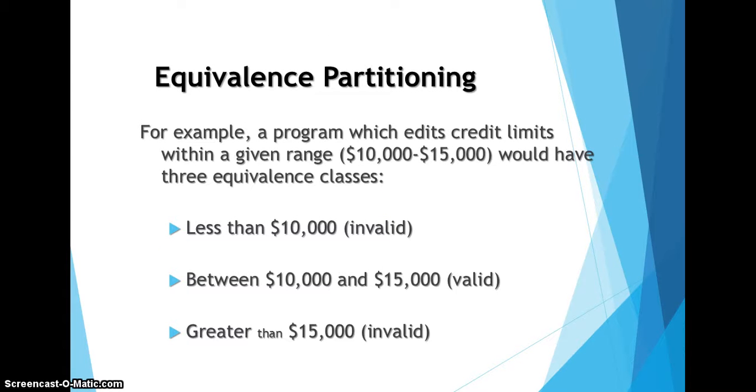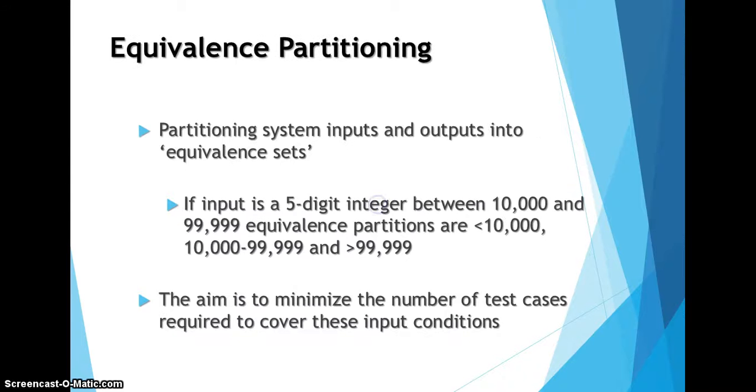Let's look at an example for you to understand what we mean by equivalence partitioning. There is a program which edits credit limits within a given range of $10,000 to $15,000. Since it's from $10,000 to $15,000, you have one class which is less than 10,000, which is invalid, between 10 and 15, which is valid, and greater than 15,000, which is invalid. So you have a total of 3 partitions and you test for data values in each of these.